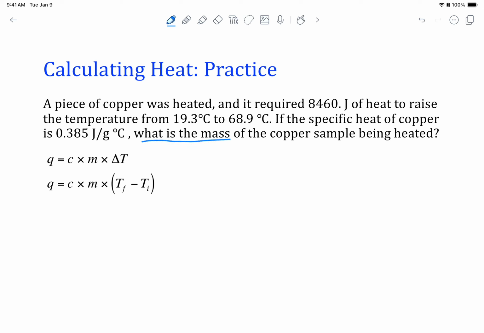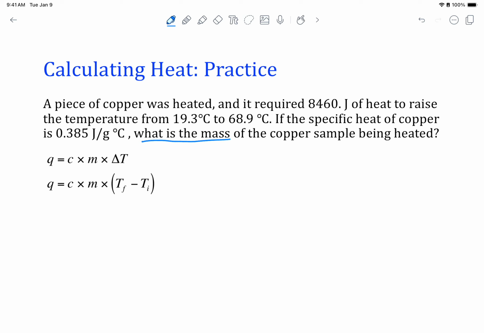So the question asks us, a piece of copper was heated and it required 8,460 joules of heat to raise the temperature from 19.3 degrees Celsius to 68.9 degrees Celsius. If the specific heat of copper is 0.385 joules per gram degree Celsius, what is the mass of the copper sample being heated?